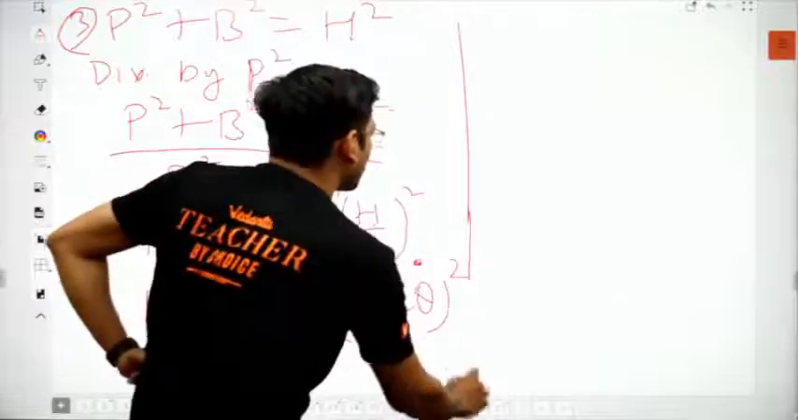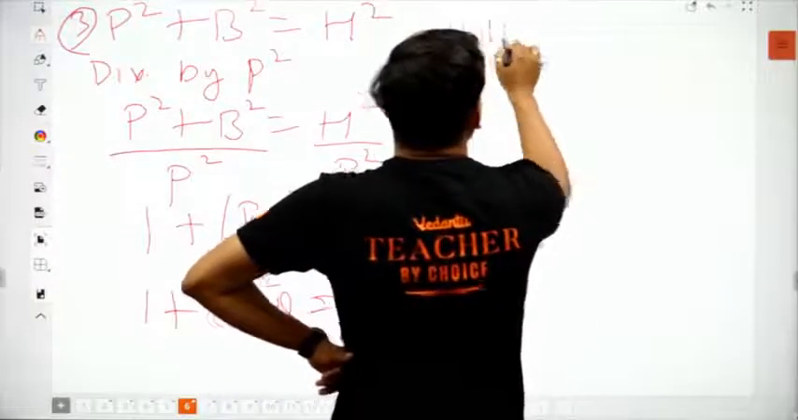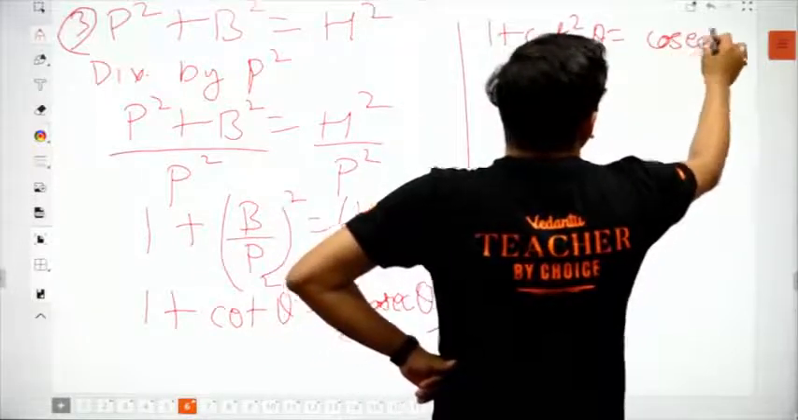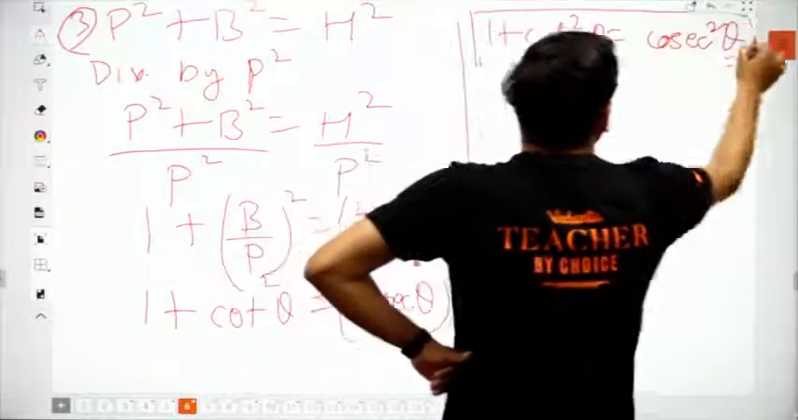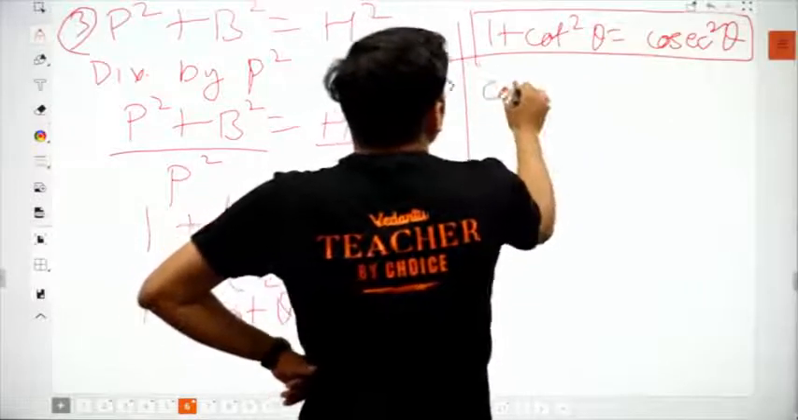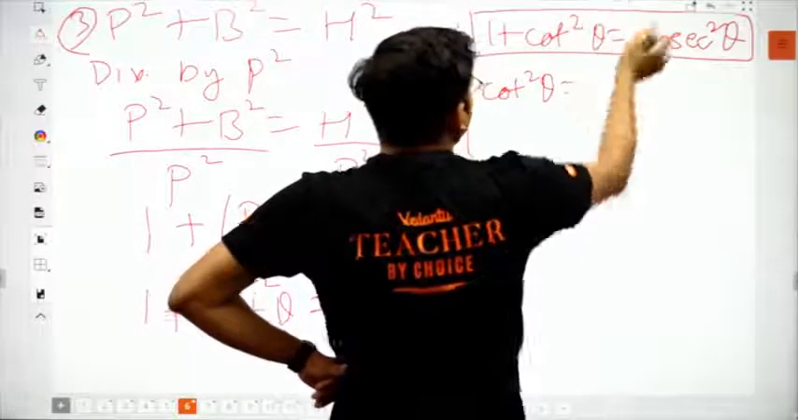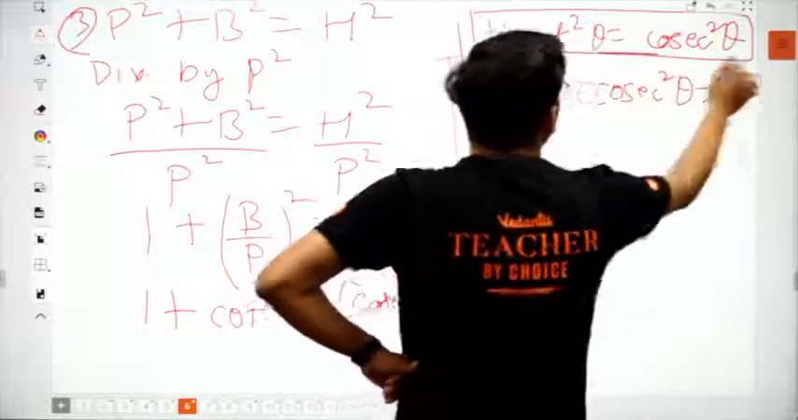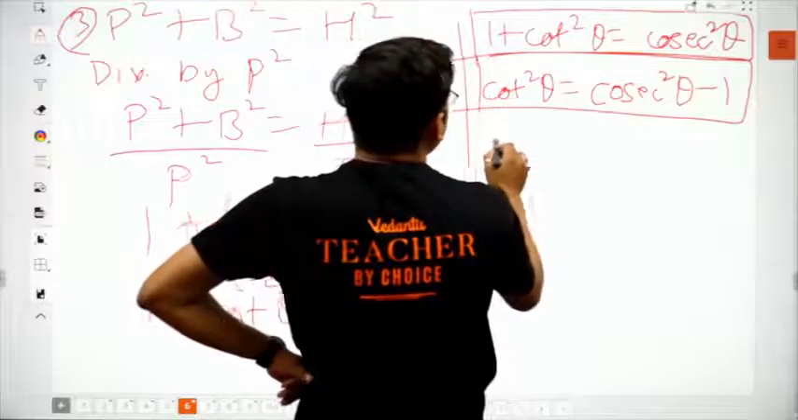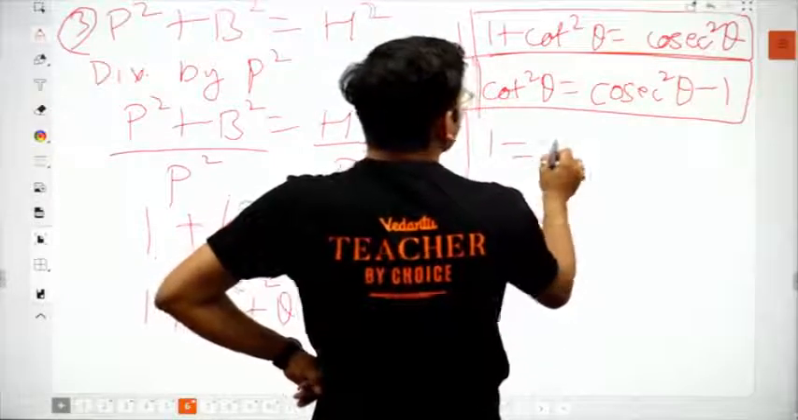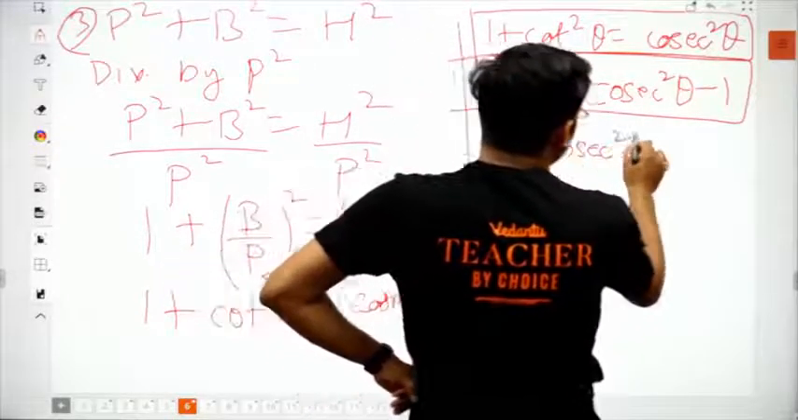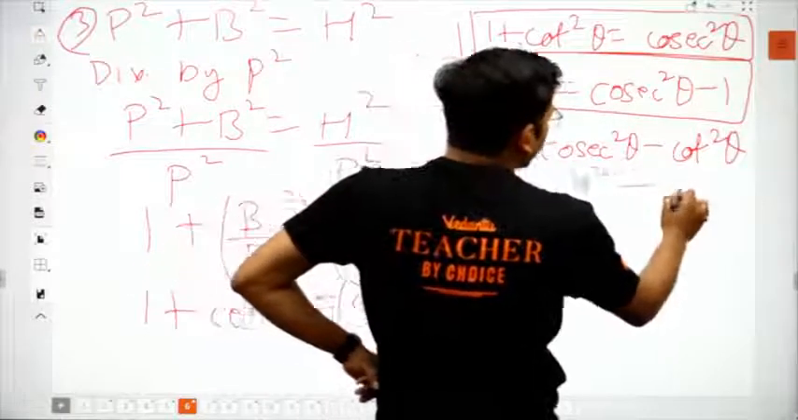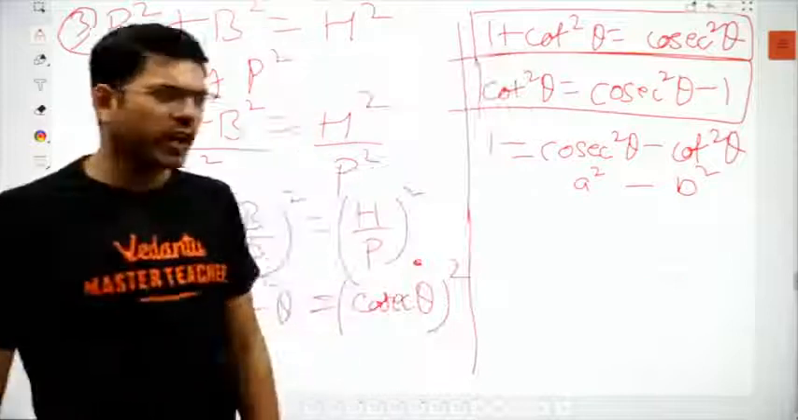I'll again write three formulas. 1 plus cot square theta is equal to cosec square theta. This is the main formula, and cot square theta is equal to 1 can be sent there. It is cosec square theta minus 1. Second formula. And third formula is, tell me, 1 is equal to cosec square theta minus cot square theta. And again I will say you can write it a square minus b square. लिख सकते हो कि नहीं लिख सकते हो?